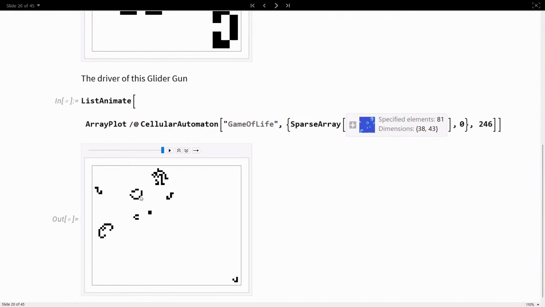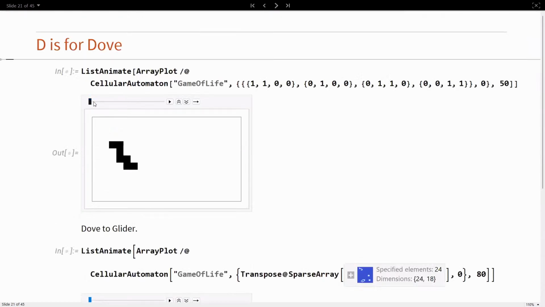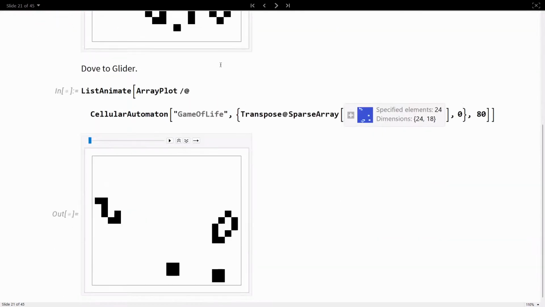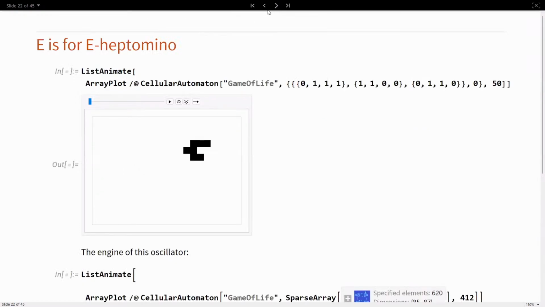This object here is equivalent to the century. D is for dove, which evolves in this way. And here's an example of a dove shape becoming a glider. E is for E heptamino, which evolves like so.